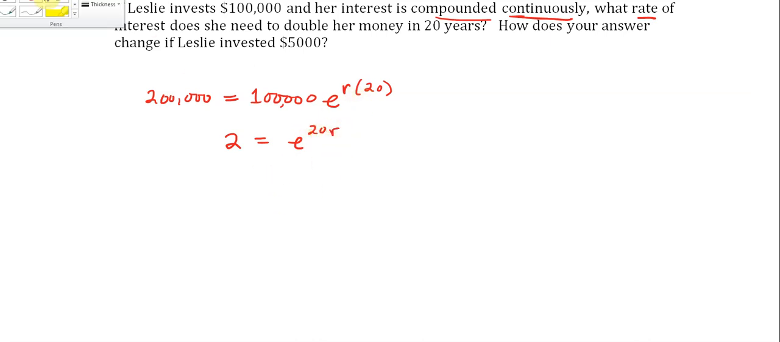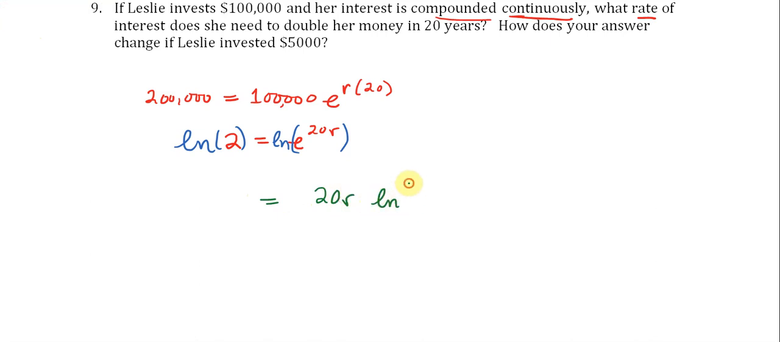And I can take the log of anything, but it's a bit easier here if I take the natural log. So if I take the natural log of 2 on the left and the natural log of everything over here on the right, we can see how this turns out really nicely. So on the right here, I can take the 20r out to the front, and then I end up with the natural log of e. But the natural log of e, I'll write on a side note here, is just equal to 1.